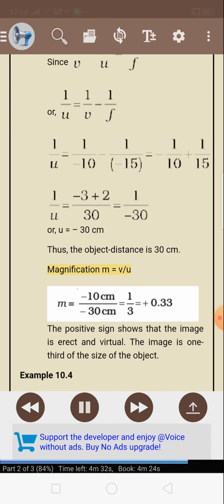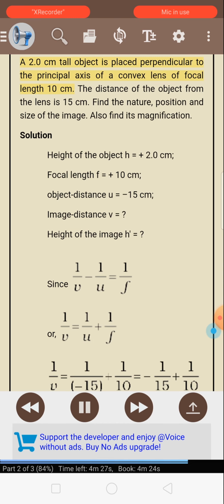Magnification m equals v/u. The positive sign shows that the image is erect and virtual. The image is 1/3 of the size of the object. Example 10.4. A 2.0 centimeters tall object is placed perpendicular to the principal axis of a convex lens of focal length 10 centimeters.